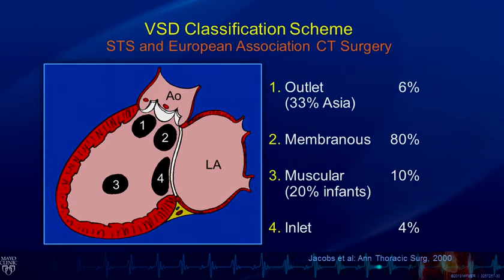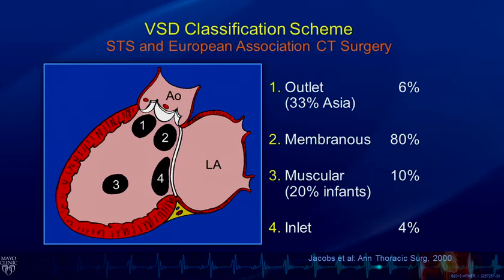In the schematic, we're looking at the heart from the left side, so left atrium on the right and left ventricle on the left side of the screen. Number 2 is the location of the membranous ventricular septal defect, and that makes up about 80% of ventricular septal defects. The next most common in Caucasians is the muscular defect, accounting for about 10% of ventricular septal defects. More common in infants, but due to spontaneous closure, we see these defects less frequently in adults.